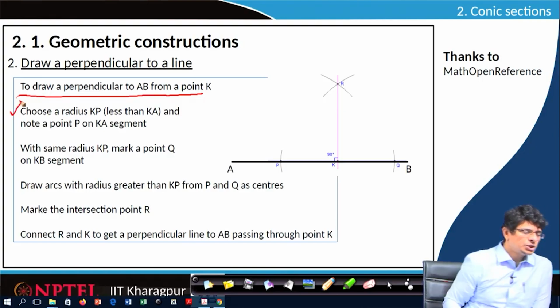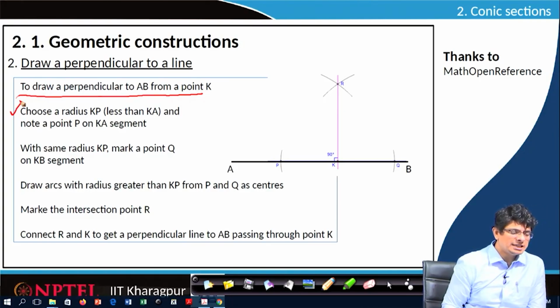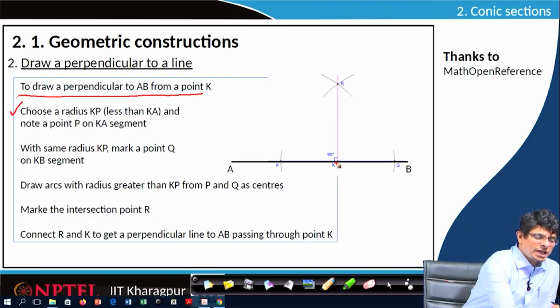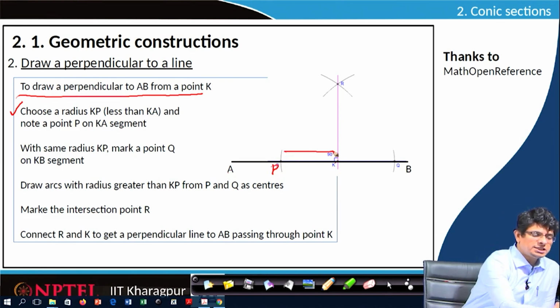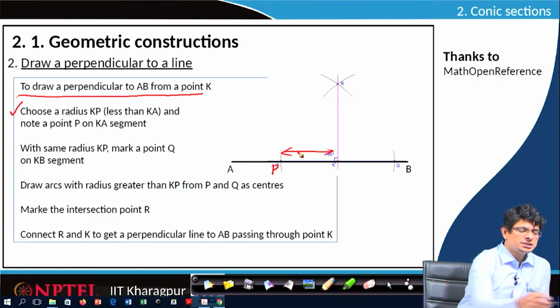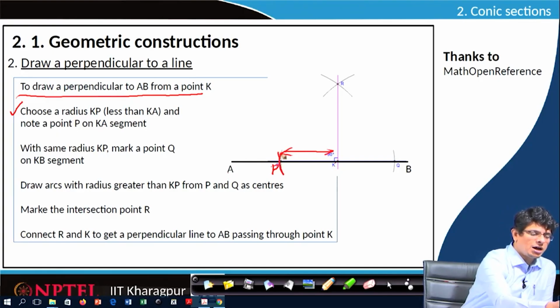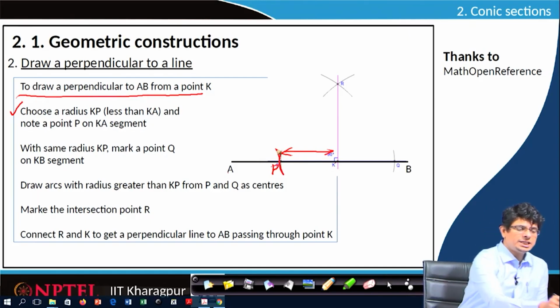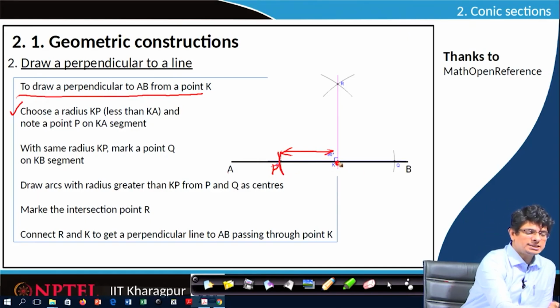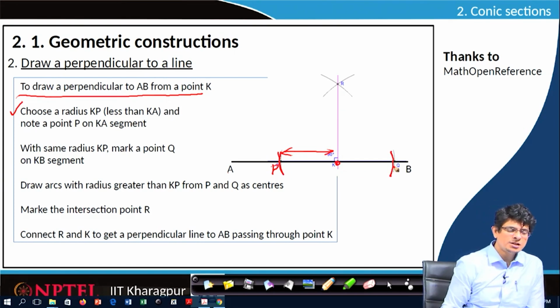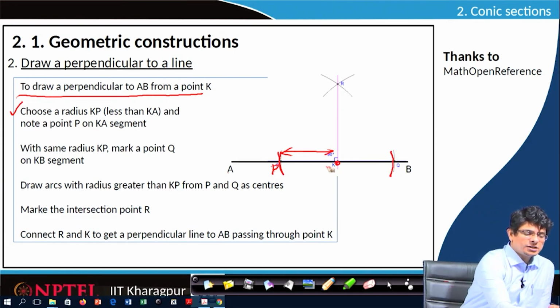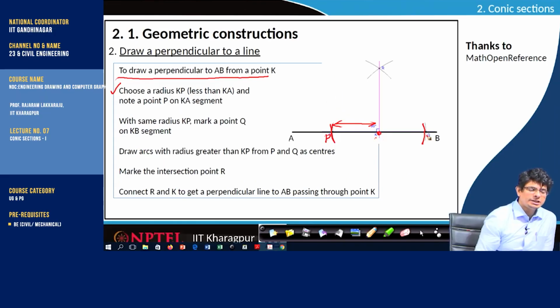The first step is to choose a radius KP less than KA. From K point, pick another arbitrary point P such that KP is smaller than KA. So, something like this, this is the greater distance. So, from K, mark an arc on the AK line. With the same radius from K as center, mark another arc Q. So, P to K and K to Q, they are equal.